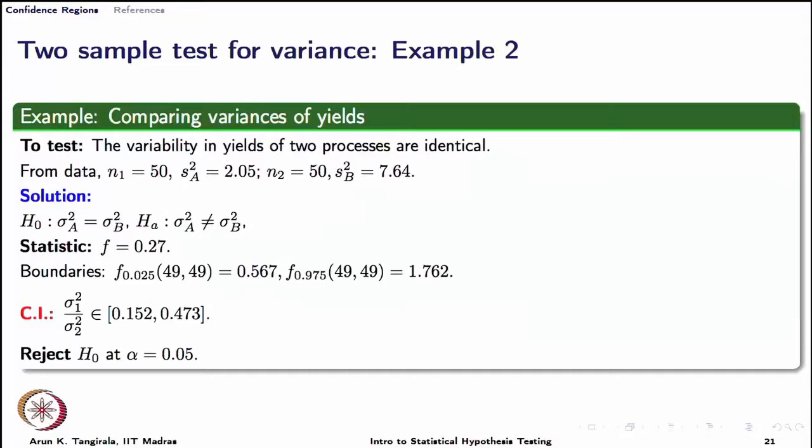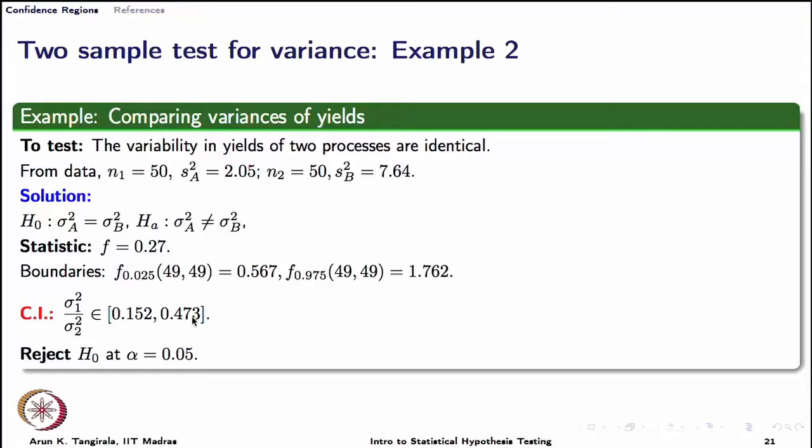So, let us recall an example quickly where we are comparing variability of yields, right, and we have gone through this example in the previous lecture, and we had rejected the null hypothesis based on the critical value approach. Now, if I use a confidence interval approach, the confidence region for the ratio of variances is 0.152 and 0.473.